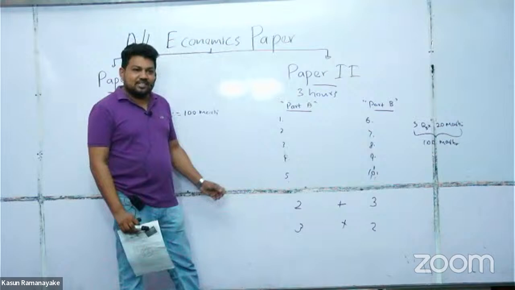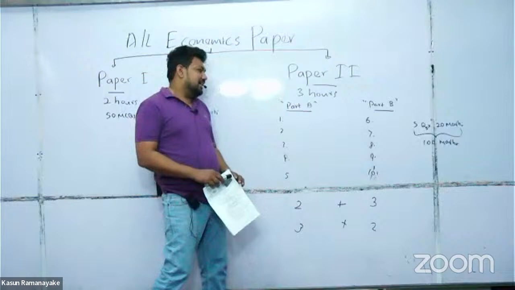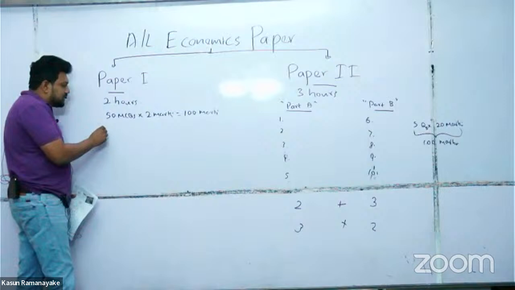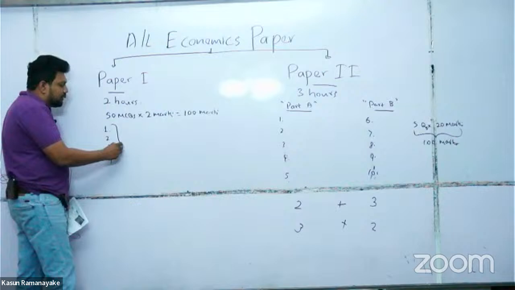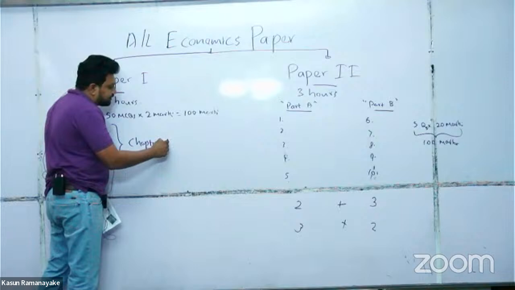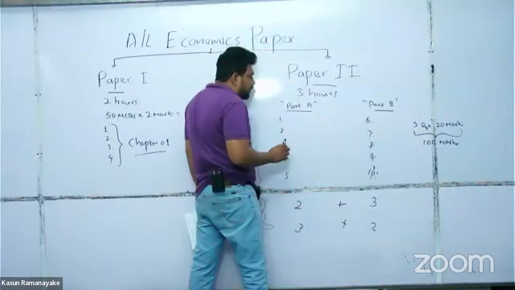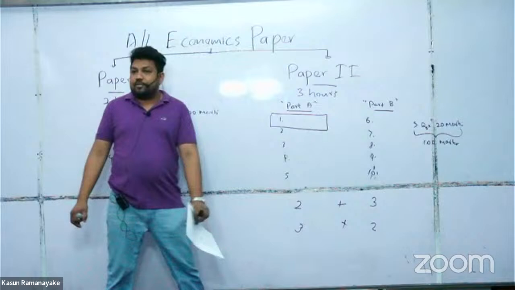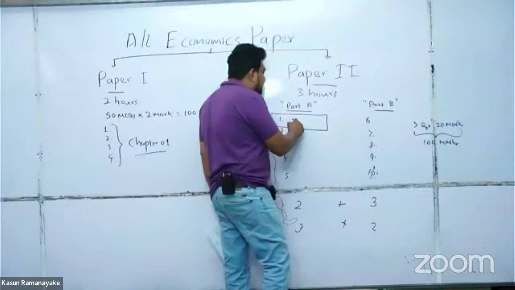Okay, fine. Then 50 MCQs. When you are facing the 50 MCQs, you know that the first question, second question, third question, and fourth question are definitely coming from chapter 1. And also here, in paper 2, the first question, that is part A, first question, it is coming from chapter 1.